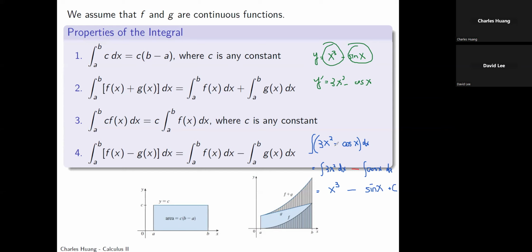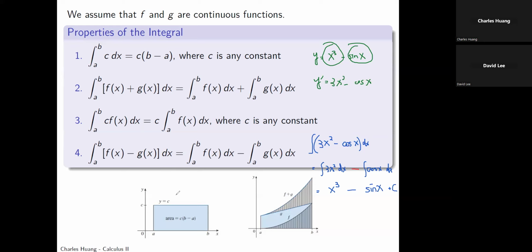But for now, you don't have to worry too much. What you'll notice is that today we're just learning what to do to go from this step to that step, and that's using property number 4. We can separate them and subtract them separately, just like how we do the derivatives.